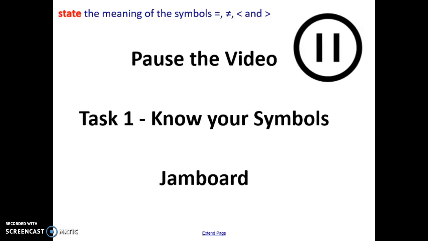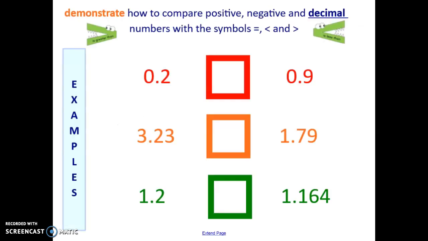Okay, so now we've looked at the meanings of the different symbols, we're going to look at how we can use them. So I'm going to start with where we left off last lesson, and that is comparing decimals. Some of you did amazing at comparing decimals last lesson, and you did brilliantly at being able to choose the largest and the smallest decimal. And remember, just because a decimal is longer doesn't necessarily mean it is bigger. It's all about having the same number of places after the decimal point.